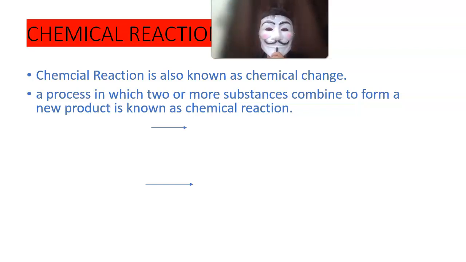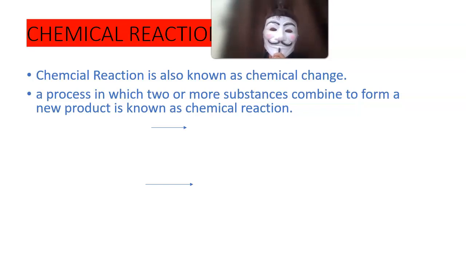For example, a process in which two or more substances combine to form a new product is known as a chemical reaction. For example, we have magnesium on one side and oxygen. We are going to add some oxygen to magnesium. So we will get what? Magnesium oxide. So here also it is the same thing. We get a new product, right?